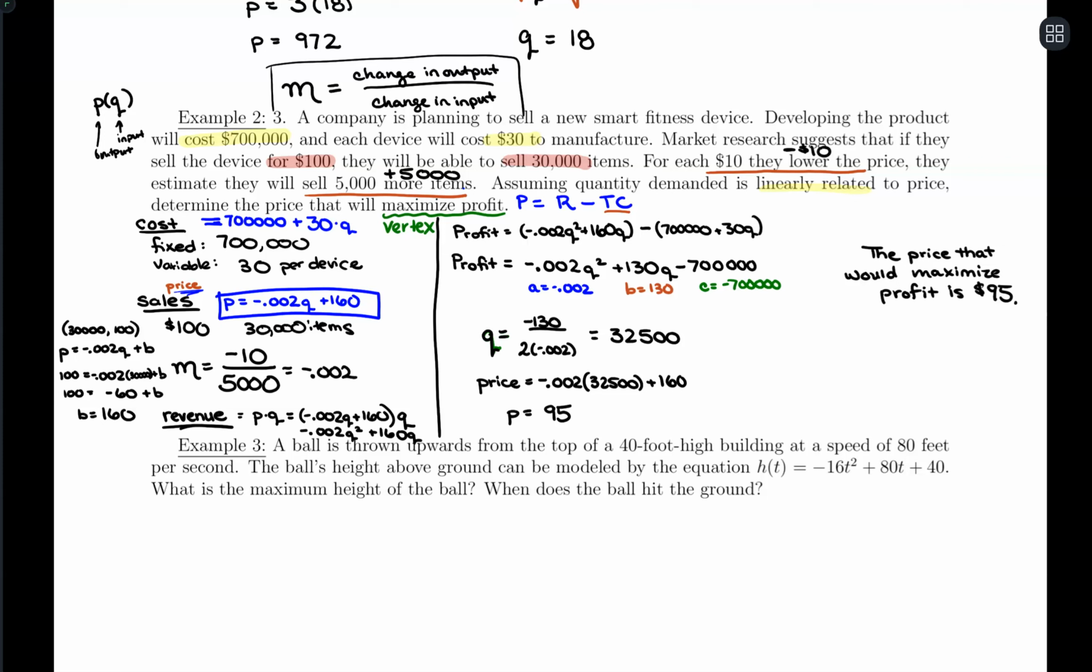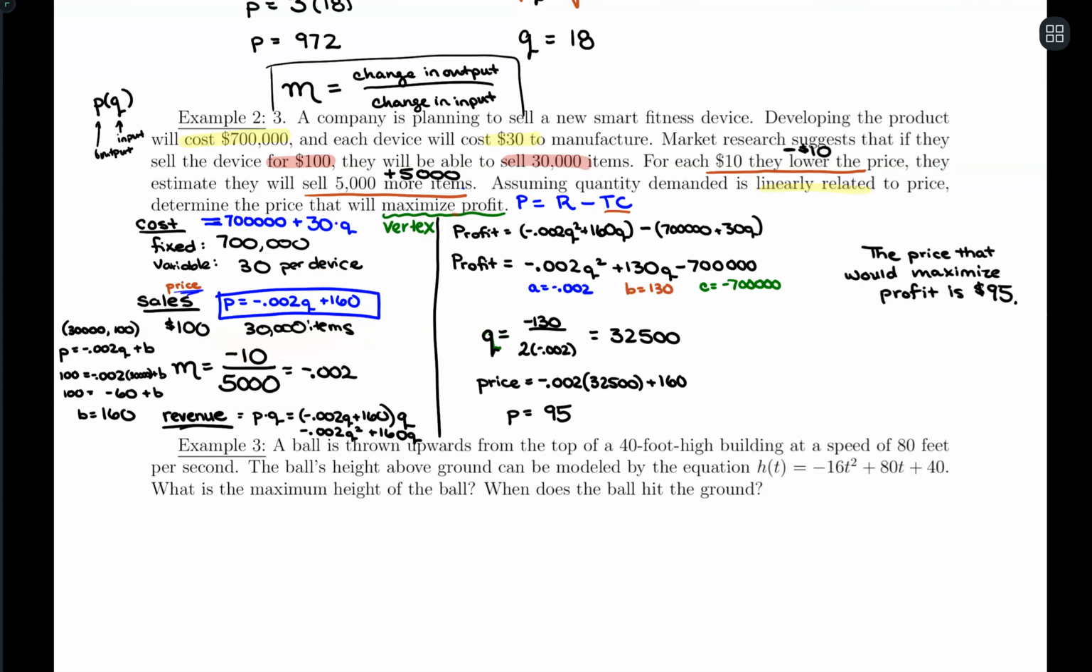Then in terms of sales, they can see this behavior with price. When they had the price set at $100, they could sell 30,000 items. Then they saw that if they lowered the price $10, they could sell 5,000 more items. So we got this relationship for how changing the price changed the quantity, and a linear equation that described the behavior of price coming from those sales.